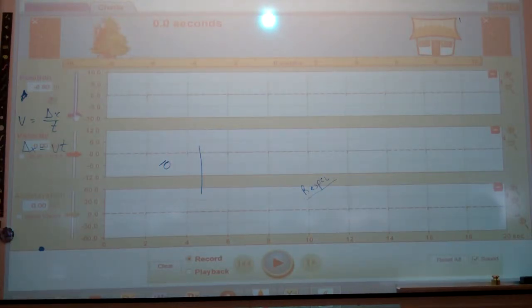So now let's start him back here. Let's give him a positive velocity and a little bit of a positive acceleration. What's the position versus time graph going to look like now? Curve upward. What's the velocity versus time graph going to look like? Upward slanted line.